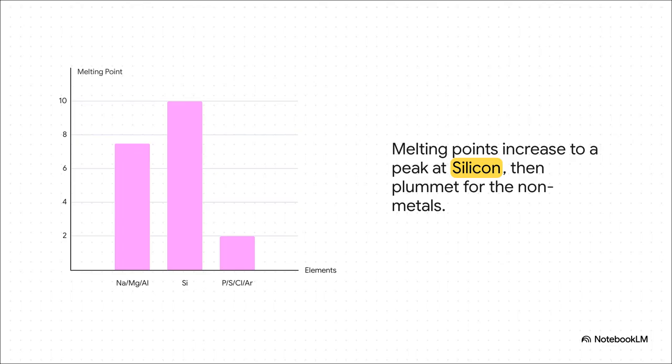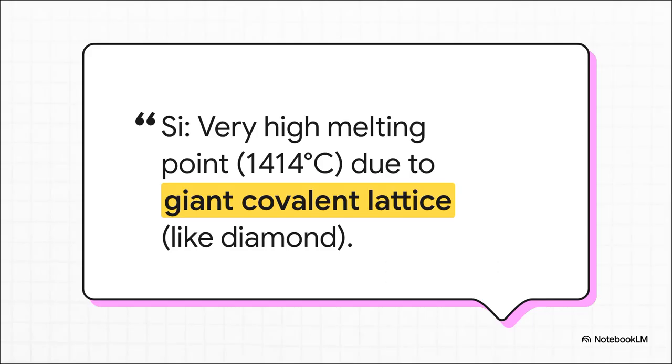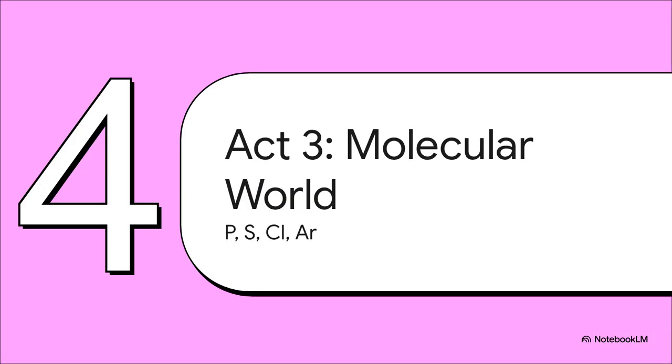So what on earth is going on here? The secret? It's all in the structure. See, unlike the metals with their free-flowing sea of electrons, silicon forms what's called a giant covalent lattice. The best way to think about it is like a diamond. Every single atom is locked into place with its neighbors by these incredibly strong, rigid bonds. So to melt silicon, you have to start breaking those powerful bonds all throughout the structure, and that takes a huge amount of energy. Okay, so once we get over that massive silicon peak, we walk into a new and final territory.